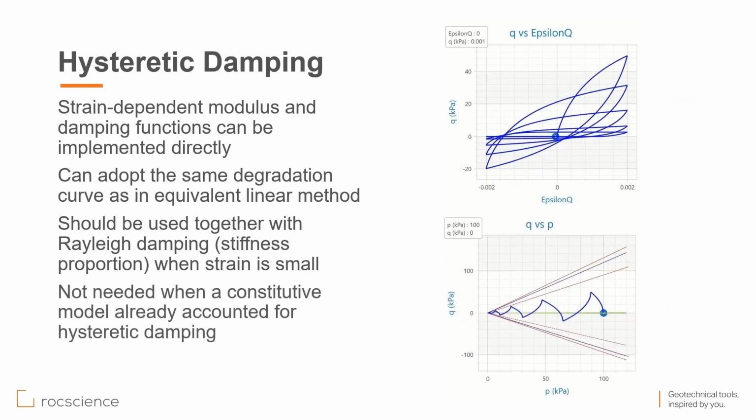And also the hysteretic damping is not needed when an advanced constitutive model already accounts for the hysteretic damping. For example, here is the stress and strain relationship of the Manzari and Dafalias models that we have in our programs. And as you can see, the stress and strain already exhibit the hysteretic damping right here.